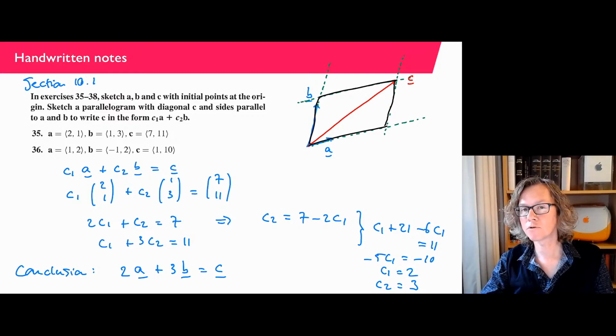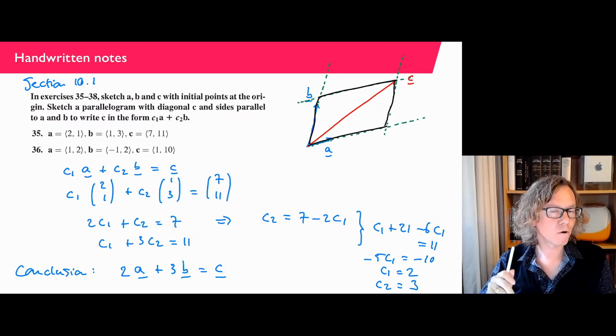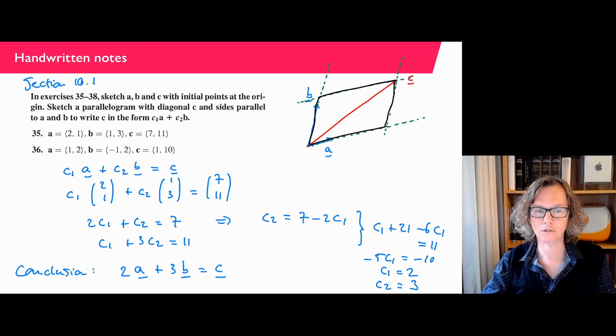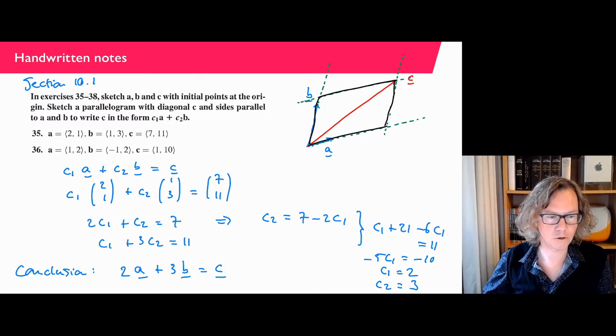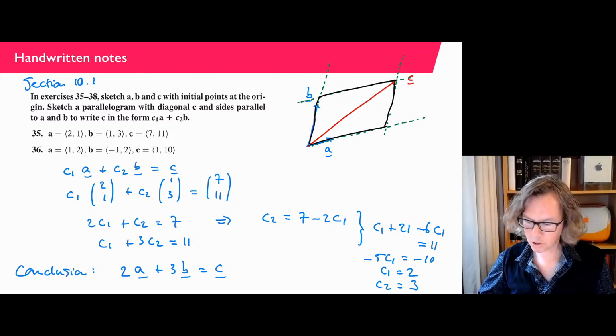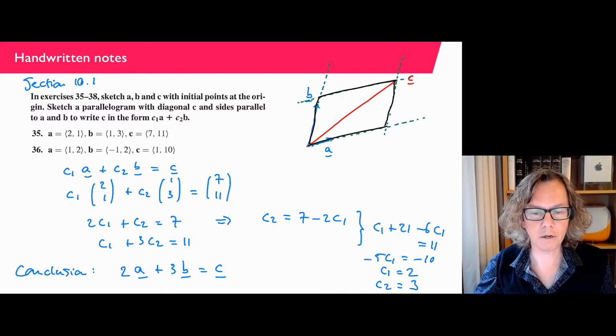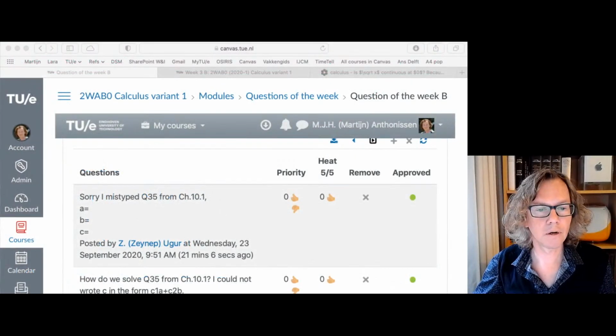Maybe it was a little bit confusing, but you see that the computations are not that difficult. So with these questions from chapter 10, I think the most important thing is trying to understand what's happening there, what is actually being asked. Okay, so let's go to the questions again. They are here, and then I'm going to scroll a little bit.